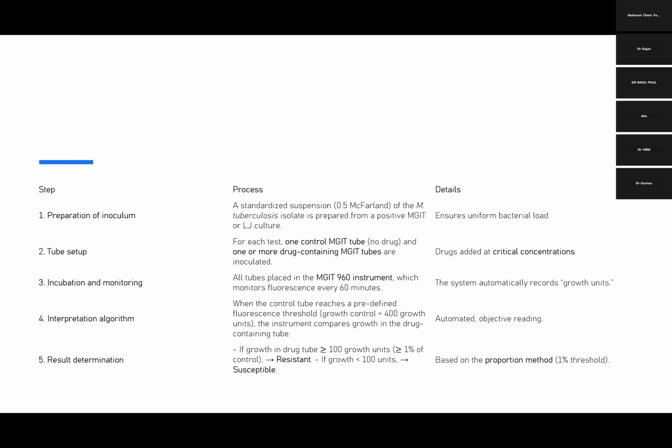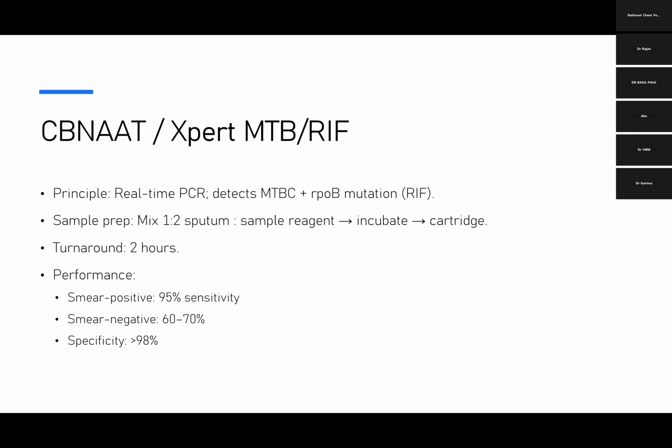Now coming to the cartridge-based nucleic acid test, which we commonly use, CBNAAT, that is the cartridge-based nucleic acid amplification test, called Xpert MTB/RIF, with rifampicin resistance. So what is the principle behind this? The principle is it's a real-time PCR. It detects MTB complex plus the rpoB mutation, that is a mutation for rifampicin resistance.